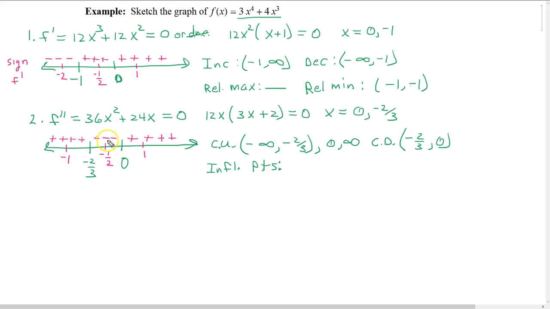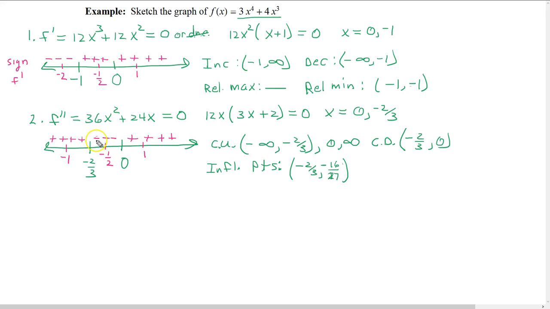Well, we have a change in concavity across -2/3, and f of -2/3 does exist, as does the derivative at -2/3. So we will have an inflection point there, so that will be at -2/3. And evaluating f of -2/3, remember we put this back into the original function, that will be -16 over 27. And that's approximately -0.6.